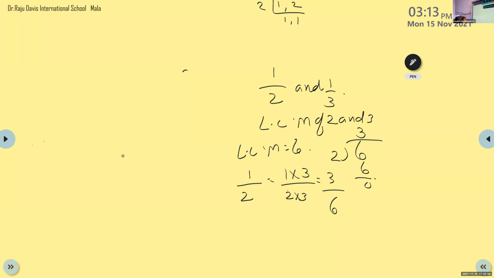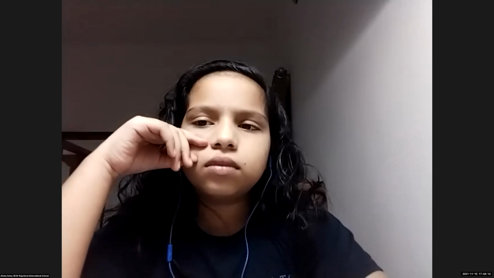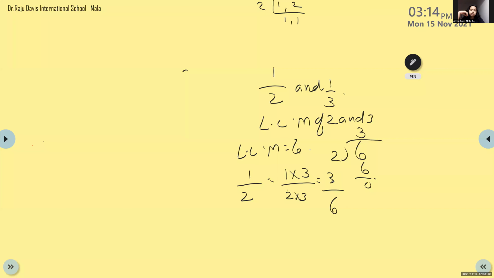Then next step, what is the answer you are getting? You have to multiply with 3. 1 into 3 divided by 2 into 3. What is 1 into 3? It is 3, and 2 into 3 is 6. Is it okay now? Yes. So what is the answer you got? 2 by 6. No, what is the answer? 3 by 6. First fraction became 3 by 6.